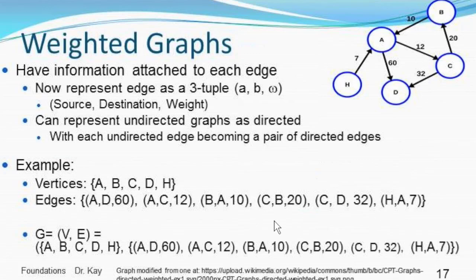And again, we can represent a weighted graph as a two-tuple, as a pair, where we have the vertices and the edges. Both of these are sets. Our vertices are just a set of elements, and our edges are going to be a set of three-tuples. And there's all my three-tuples.